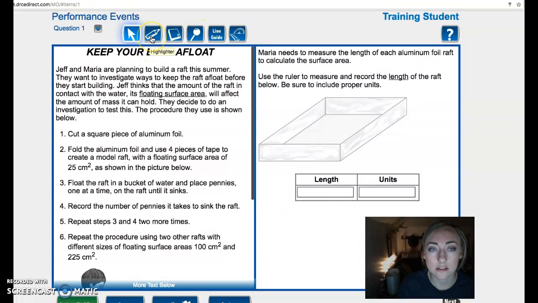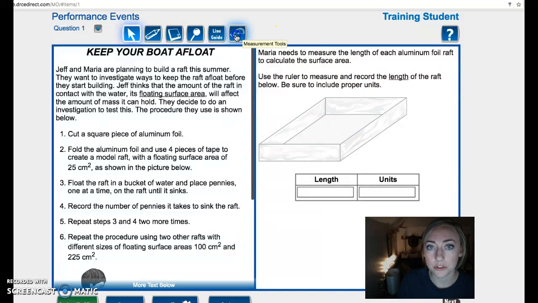These tools up here are just used for different things. This one is the highlighter, so if you need to highlight certain parts that are important. Sticky notes, so if you need to keep a little note off to the side to explain or to remember something for later. The magnifying tool just magnifies what you need to see. And then the ruler is actually the tool that you should have used to answer this first question. So over on this left side, it explains the experiment, and then over here on the right side is where it starts to ask you questions.